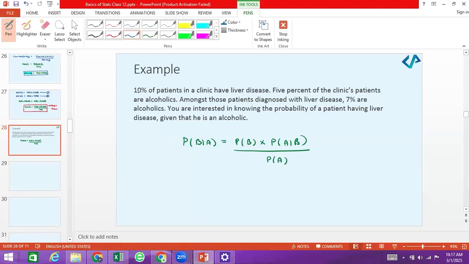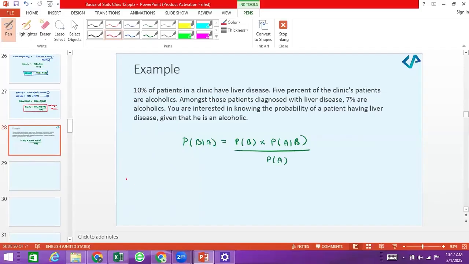So first, let's define what this question is. 10% of the patients in a clinic have liver disease. Okay, fine. 5% of the clinic's patients are alcoholic. That is also fine. Among those patients diagnosed with liver disease, right? 7% are alcoholic. So first of all, it's so much. So let's start writing it down.